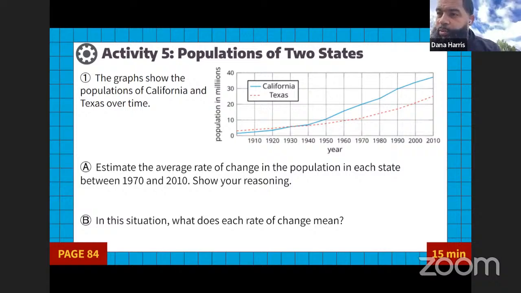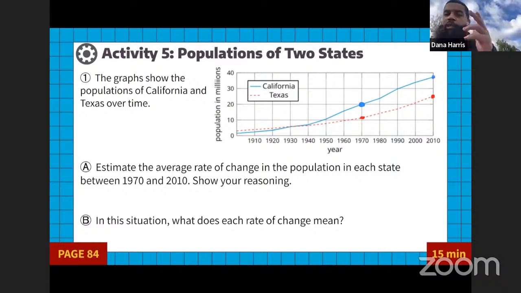Okay, so 1970 is here for California because the solid blue line is California. And as a matter of fact, let's do that in blue. So 1970 for California is there. 1970 for Texas is right here. All right, and then 2010 for Texas is here, and for California it is here.